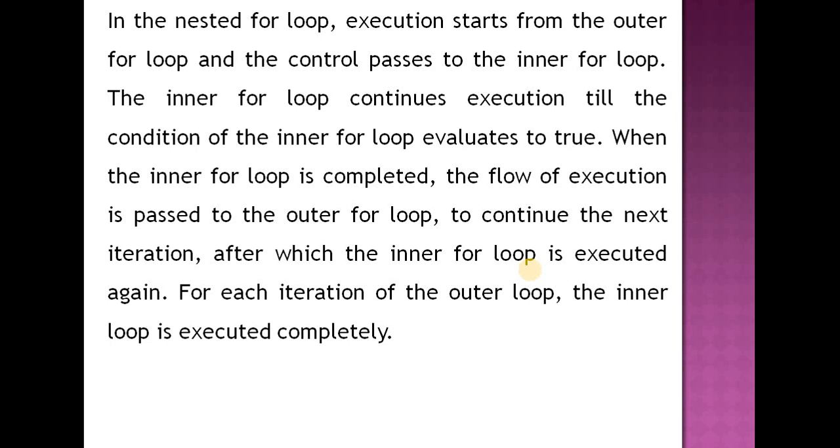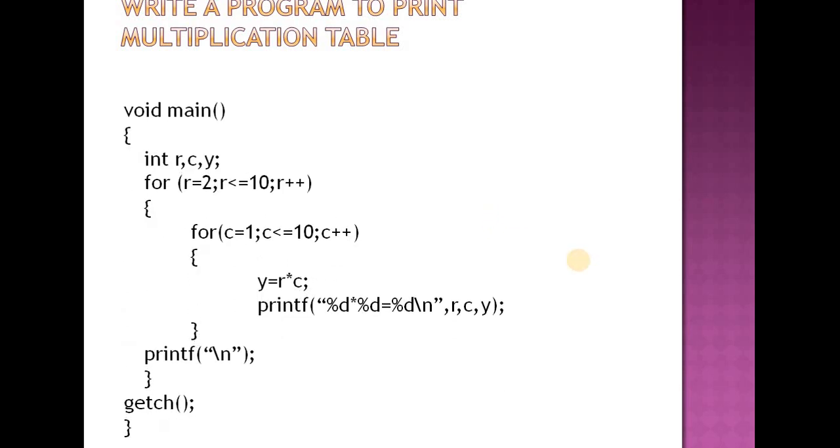Now to understand this nested for loop, we are going to see this program wherein we are going to print the multiplication table, that is 2 into 1 is equal to 2, 2 into 2 is equal to 4, 2 into 3 is equal to 6 up to 10. Okay, so this is a small program wherein multiplication table from 2 to 10 will get displayed.